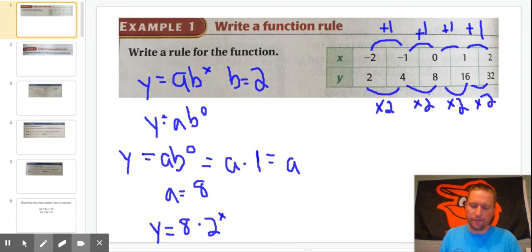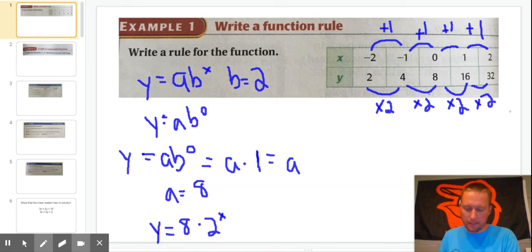So let's review what we've done. Number one, we have a function table. We are trying to see what we are going up by exponentially. We can be going up by 3s. We could be adding 3. We can be multiplying by 3. But we are going up exponentially. That means each time it's going up by a certain amount.